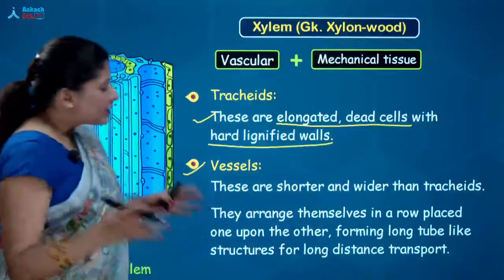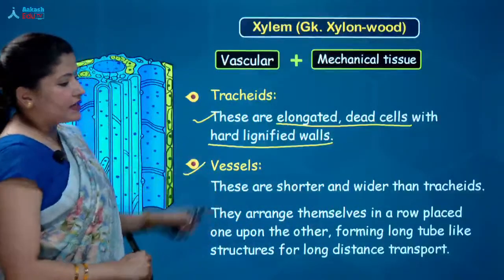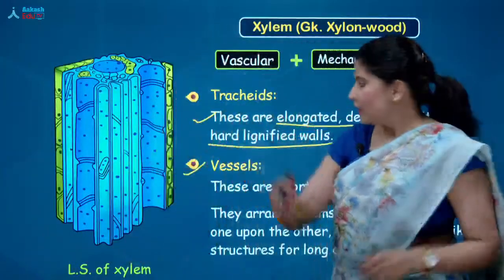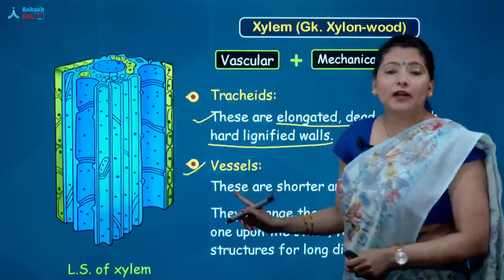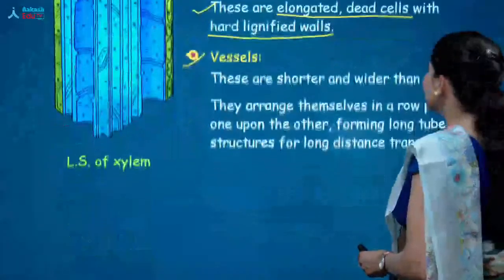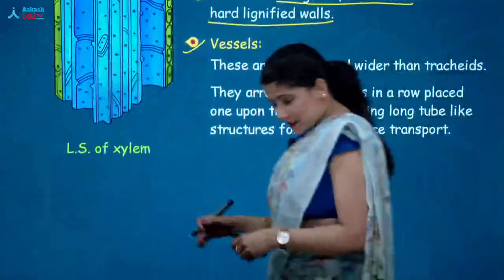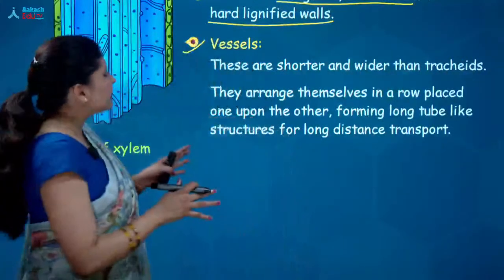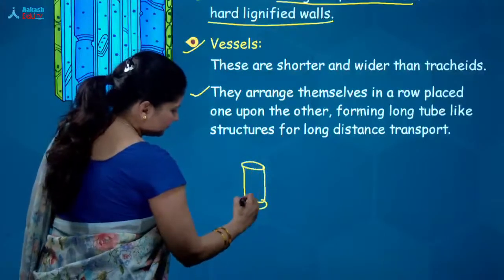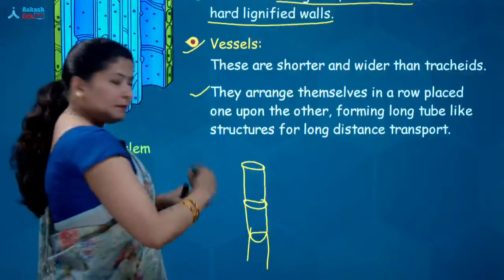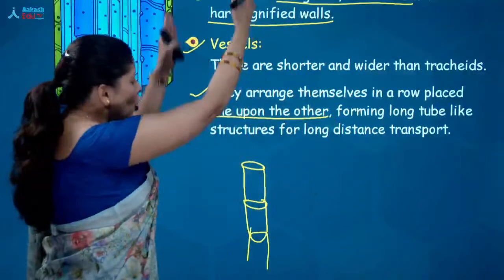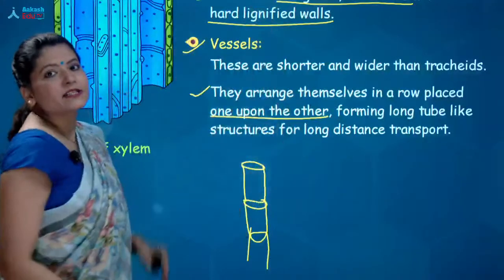Vessels. These are shorter and wider than tracheids. Compared to tracheids, vessels are shorter and wider. So what do these do? They form our main conducting channel. Always remember. They arrange themselves in a row like this. They place one upon the other, forming long tube-like structures for long distance transport.